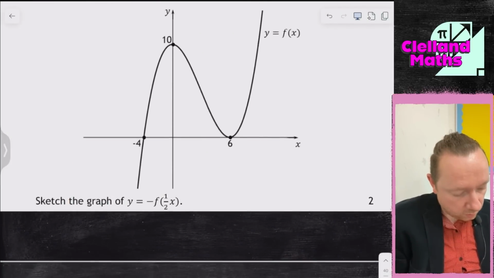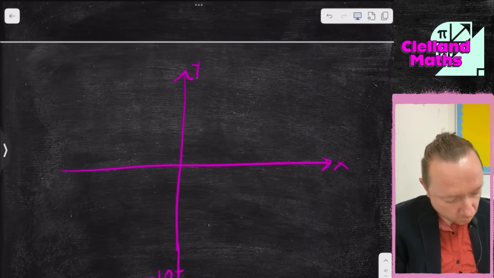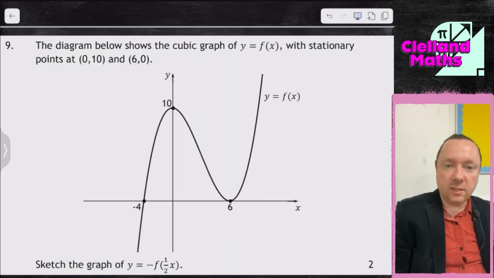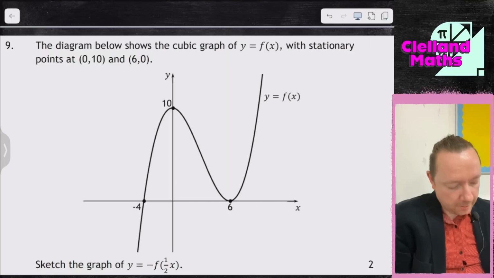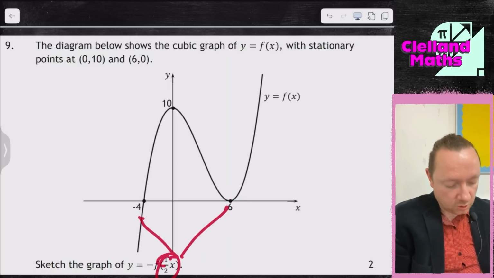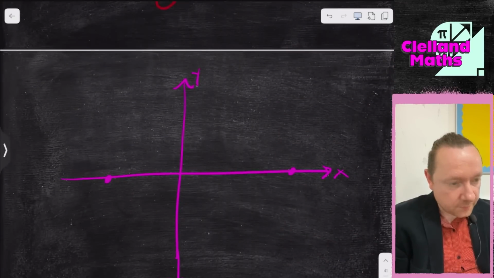And then we want to deal with these minus 4 and 6 points. Imagine f of x was equal to, say, x, and x was 6. Then a half of x, and I want it to be the same, I want it to be 12. So in other words, I want to double each of these numbers. So I get 12 and minus 8.